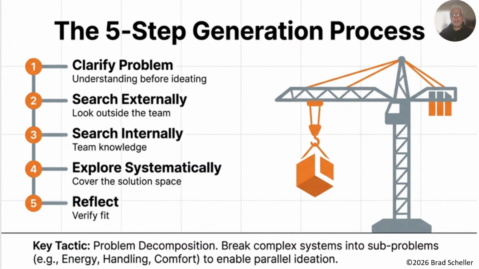One key tactic that makes all of this work, problem decomposition. Now, the way that works is you take a complex problem and you break it down into subproblems. For an electrical scooter, that might be power source, motor type, control system, frame design, braking system. Now you can ideate on each subproblem separately, then combine solutions in a creative way. This transforms one overwhelming challenge into 5 manageable ones. And that is a significant step.